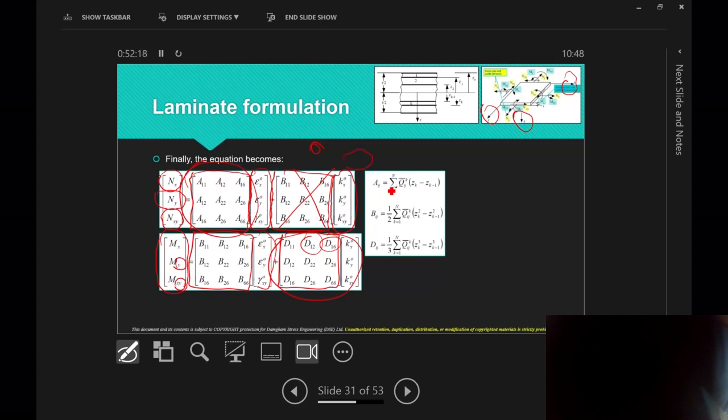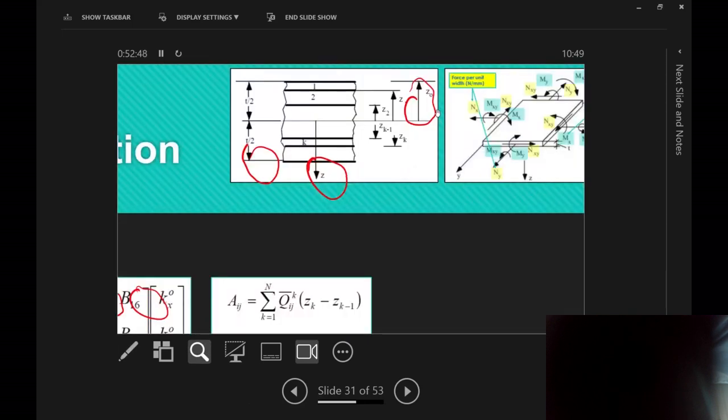So K is ply number. Imagine you've got N number of plies, ply number 1 to N. You do it for each ply. So Q bar of each ply multiplied by Z of the ply, the top and bottom of the ply, with respect to the middle plane. Z plane means the top of the above representation. Maybe shows it better. And we'll solve a problem today here, so don't worry, we'll get there.